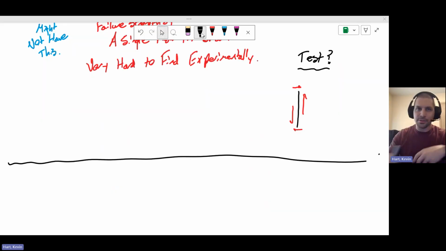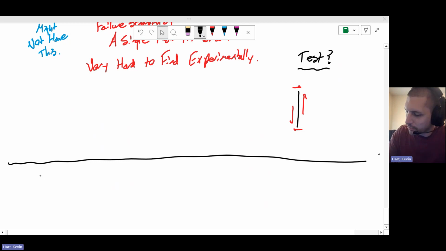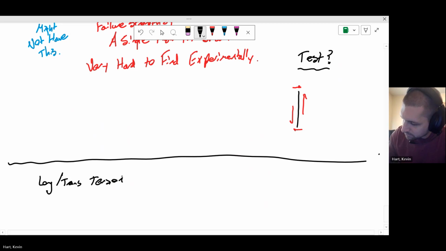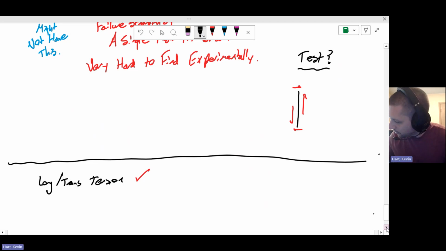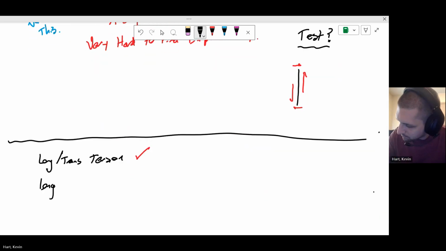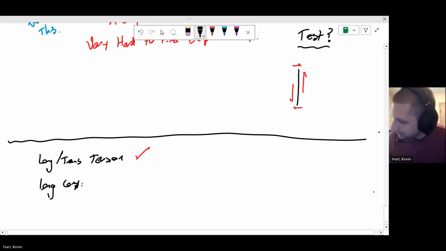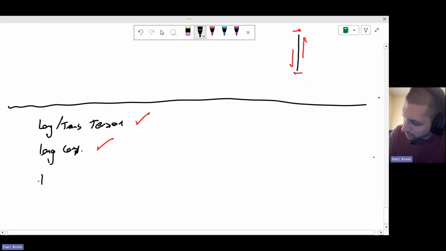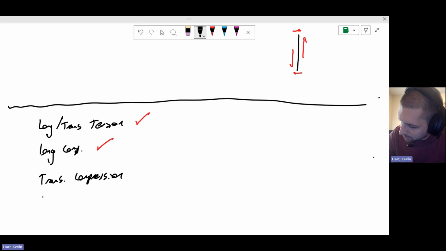We've now done 3 out of the 5 failure modes. We've done longitudinal and transverse tension. Those are done. We've done longitudinal compression. That's done. And we have 2 more to go. And the 2 that we have left are transverse compression and shear failure.